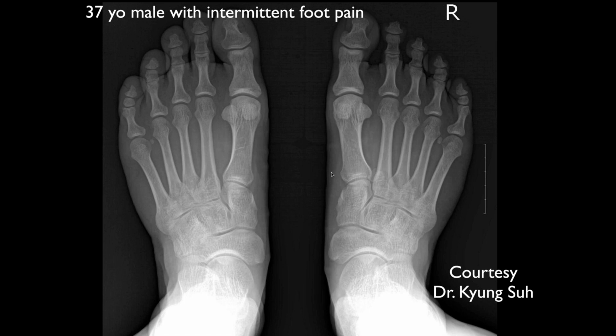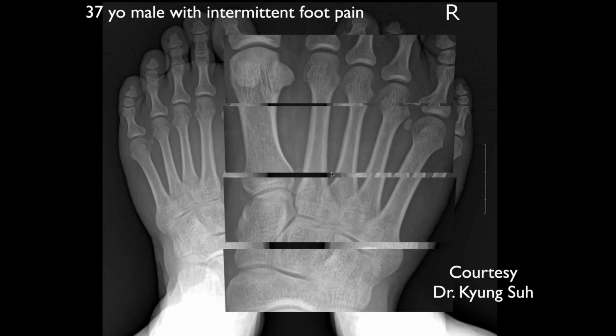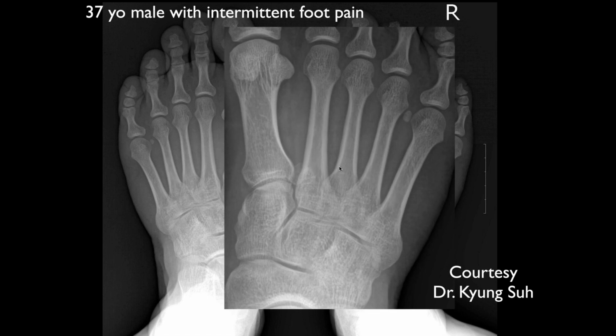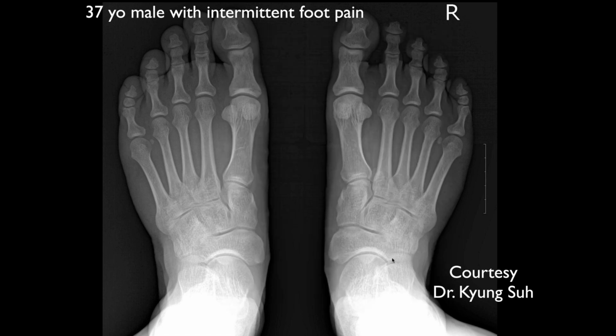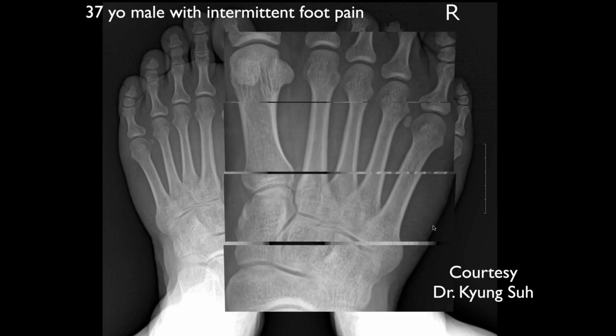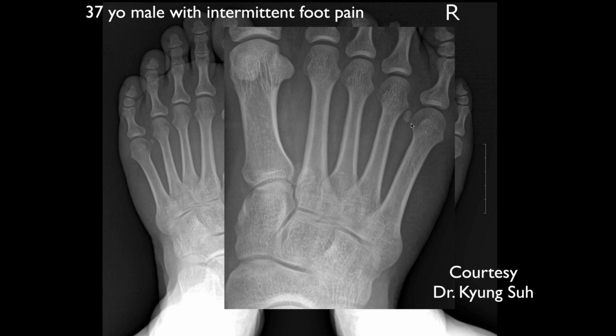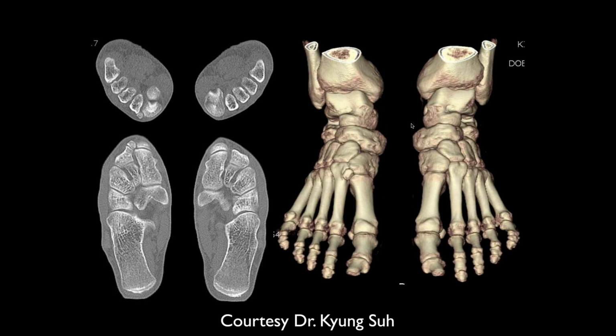Okay, let's see. Ashu, are you next? Yes. So 37-year-old male with intermittent foot pain. We have bilateral foot x-rays here. Trying to look at maybe the lateral aspect of the proximal fifth metatarsal. It could be normal. Is there a small ossicle there, I guess, of the fifth metatarsal? I mean, yeah. Nothing really.